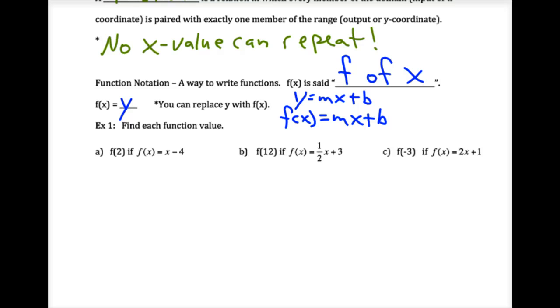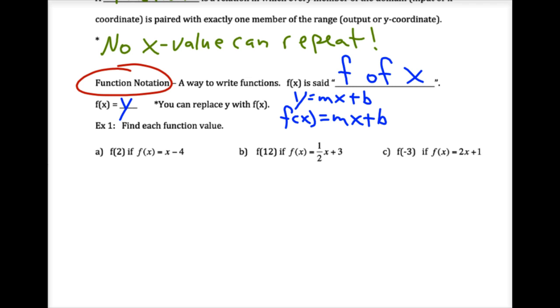All right. So y and f of x can be replaced with each other. When are we going to use f of x, people? When there's only one x. y equals mx plus b. When it says function, always remember that function notation starts with an f, so I'm going to use f of x then. You guys will see this a lot over the next couple of years. You will get good at it.